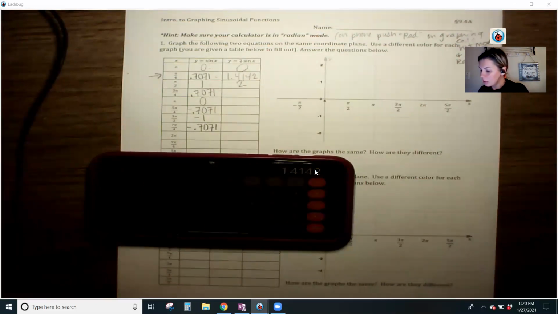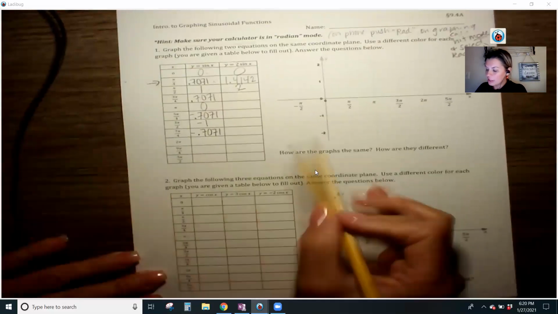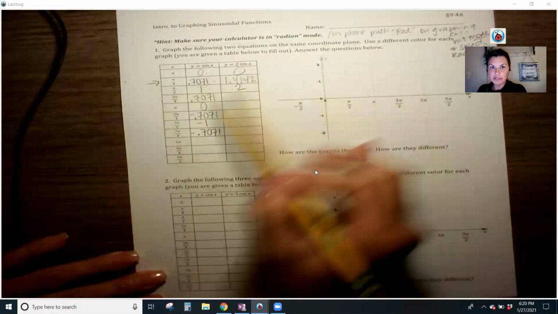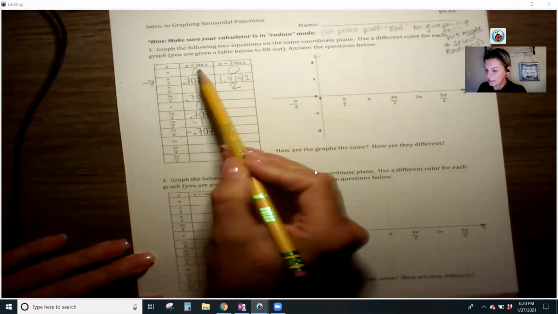Okay, so I want you to do as much as you can with this top graph. There's 2 different graphs you're going to have. You're going to have the sine of x. You're going to graph these. So you're going to go over 0, up 0.